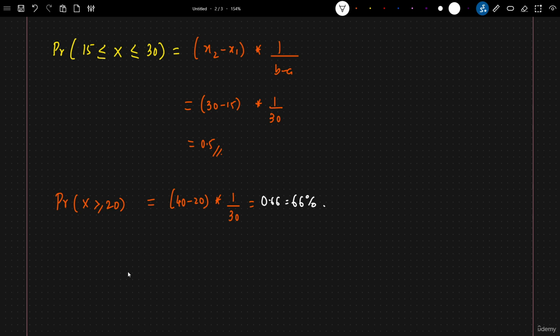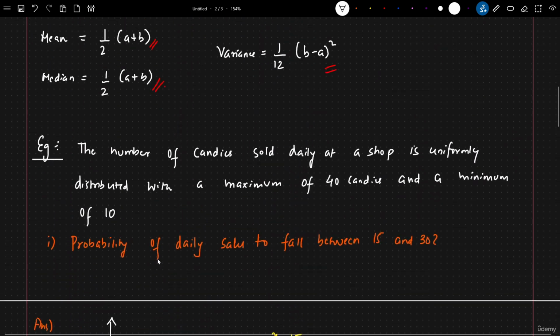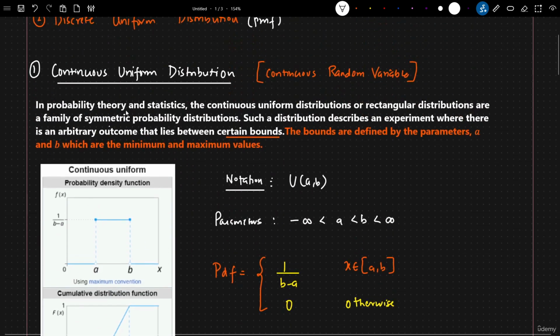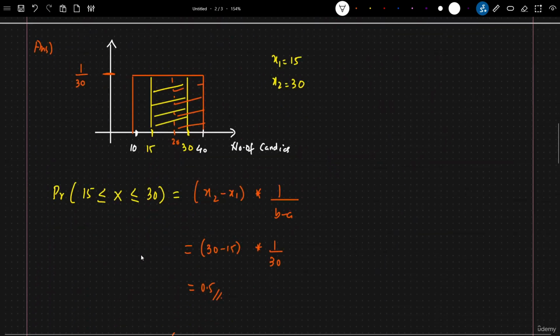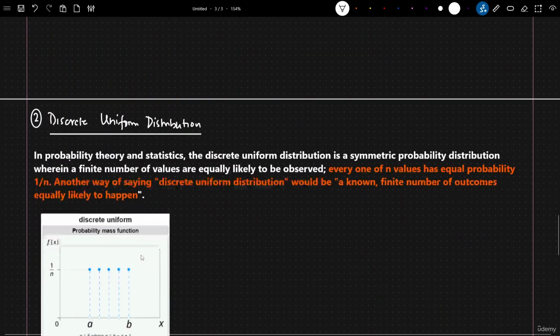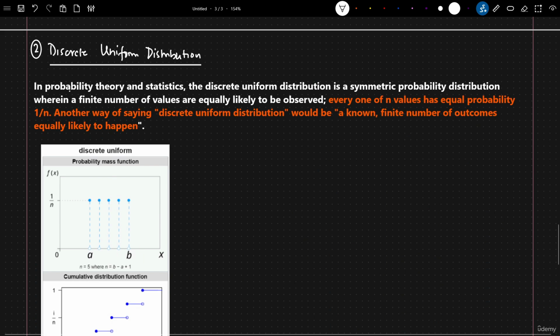Okay. So I hope now you are able to understand with respect to any continuous uniform distribution, how you will be able to calculate these things. Okay. Now let's go to the next distribution, which is called discrete uniform distribution.